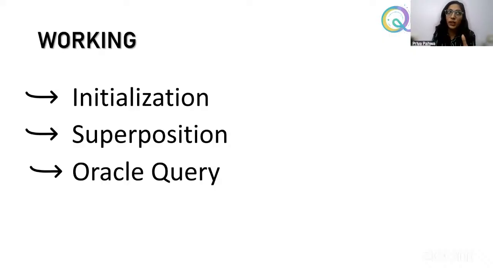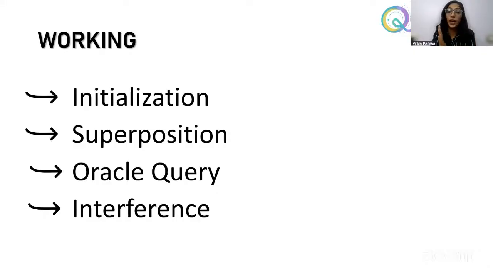Now, the oracle query will be amended as per our algorithm, whatever algorithm we will be talking about. Then there is the interference, which happens after the oracle. Basically, I will be passing it through Hadamard gates again.